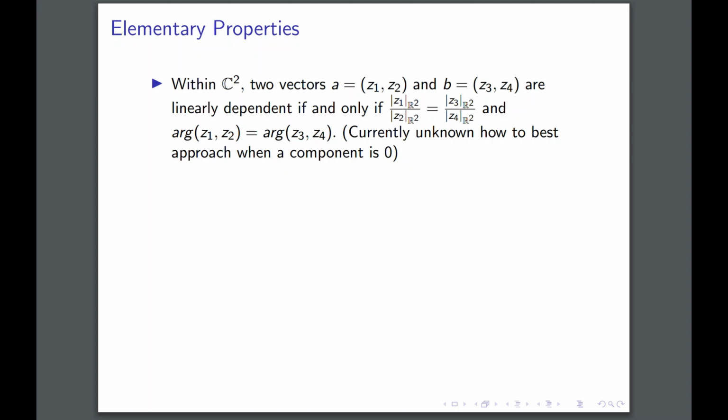And so from here, what we have is that within C2, two vectors, A and B, are going to be linearly dependent if and only if the ratio of the length of the components are the same between them and the argument of the components is the same. And this is kind of up to some as of yet undetermined convention when one of the components is 0, because obviously the lengths and angles don't really make sense in that case, but it's not something that I think we should be too worried about.